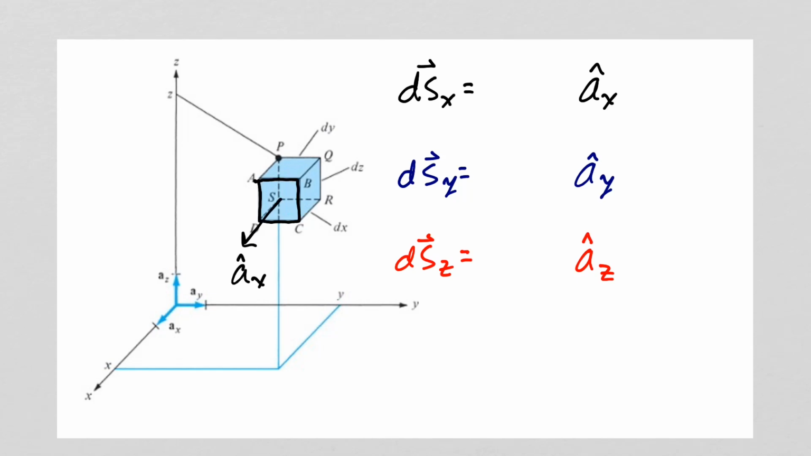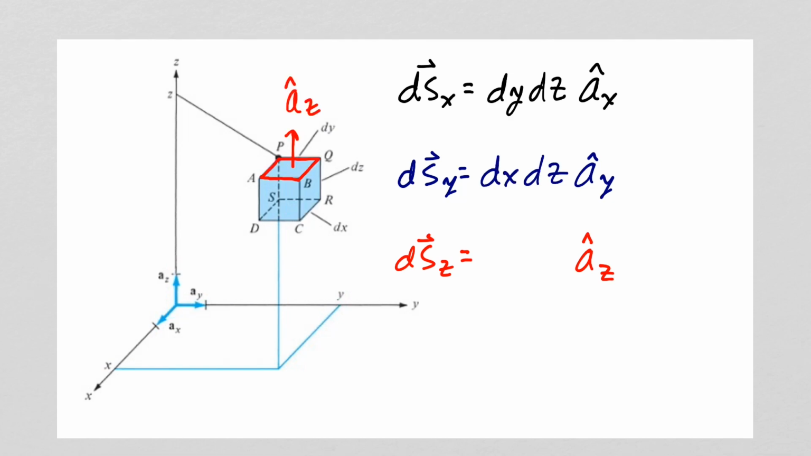Here is our unit vector in the x direction, and the differential surface it is perpendicular to is this one of area dy dz. So here is our differential surface dS sub x. Here is our unit vector in the y direction, so this is the differential surface perpendicular to it, and it is of area dx times dz. Here is the unit vector in the z direction, so the surface it's perpendicular to is this one, which has area dx times dy. So here are our differential surfaces for the Cartesian coordinate system.